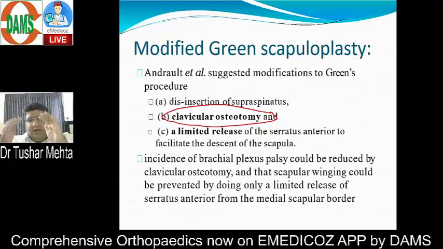Why? Because I hope you remember that there is too much convexity of the supraspinous part of the scapula. The clavicular shaft is there, so the scapulo-clavicular distance was decreased. So even post-operatively, there was brachial plexus compression. So they said that by doing this clavicular osteotomy, the incidence of brachial plexus injury could be reduced.